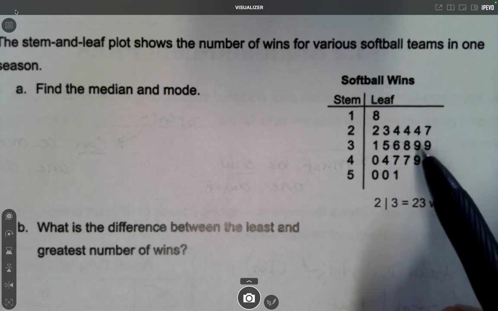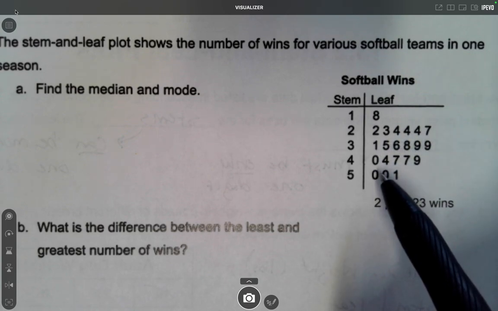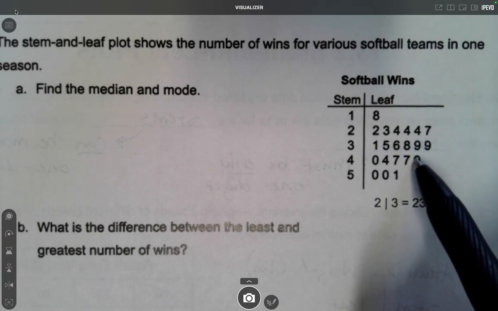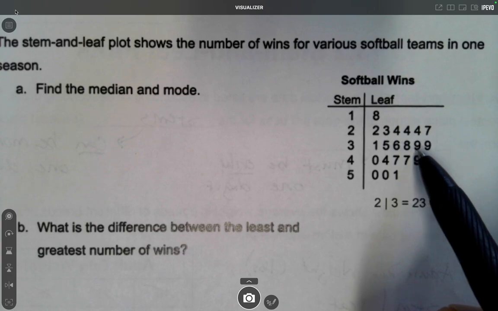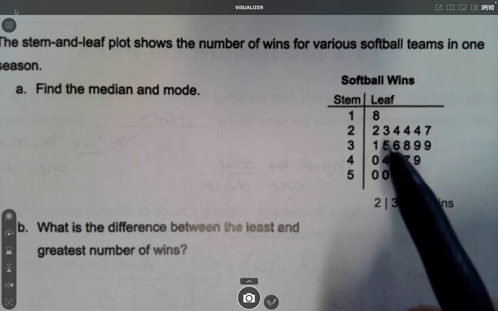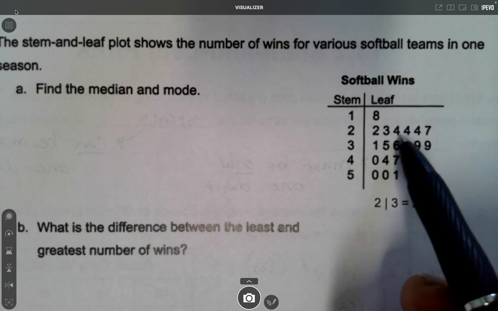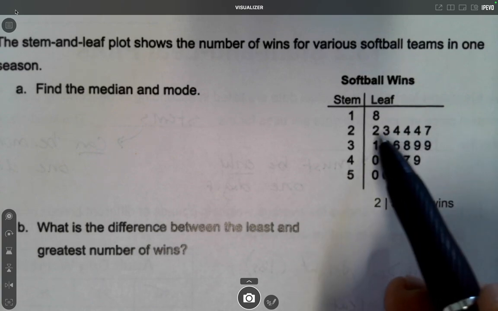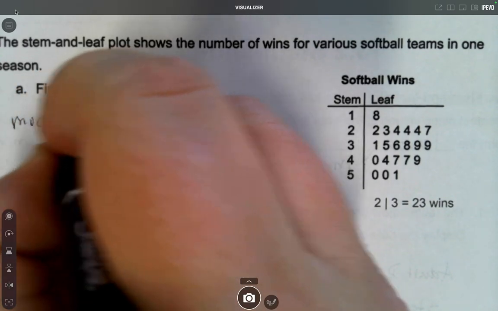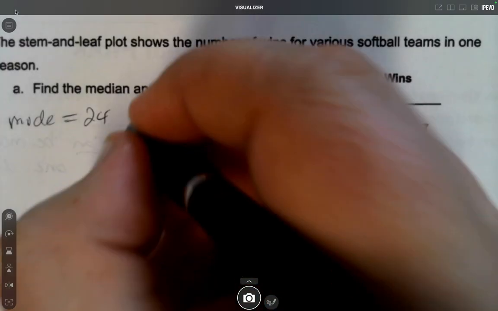Okay, there's 2 9s there and 2 0s there. But you only want to look at one line at a time because I know, like, oh, there's 3 9s right here. But these two are 39. This one is a 49. So you only want to look for duplicates within one row. So here's our mode. It's 24. So the mode is 24. And it's 24 wins.